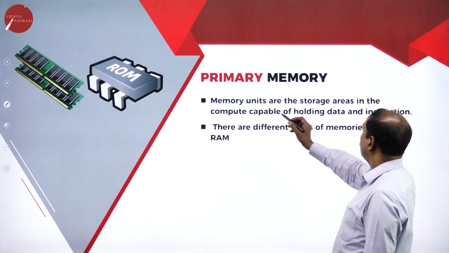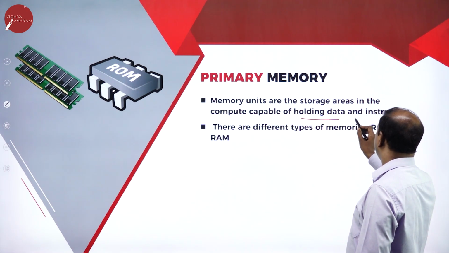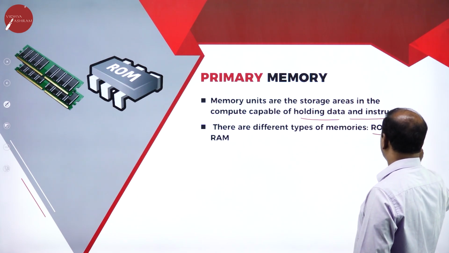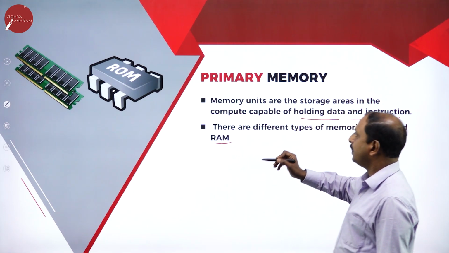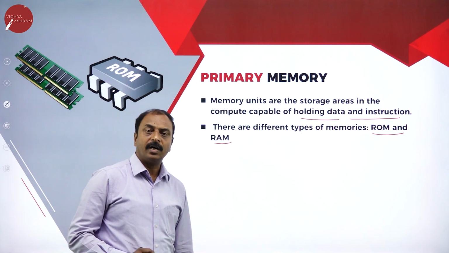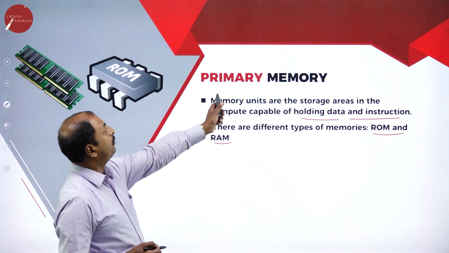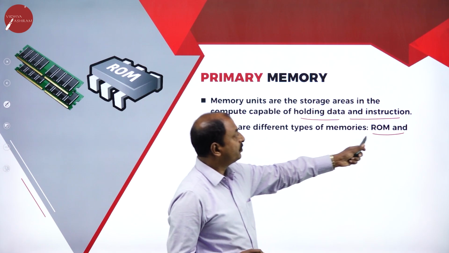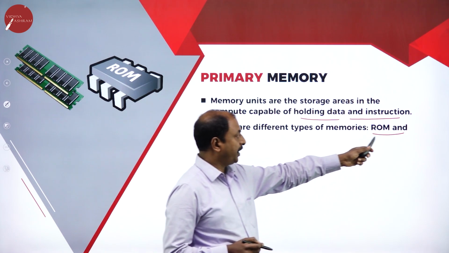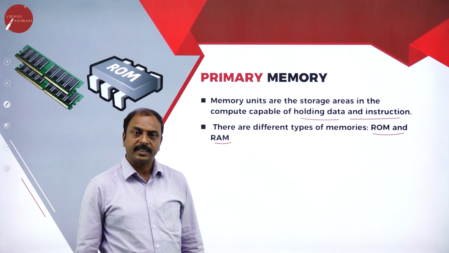Memory units are the storage areas in the computer capable of holding data and instructions. And there are different types of memories, ROM and RAM. Primary memory and secondary memory, both are used for storing different types of data and information. But primary memory has two types: one is ROM and the second is RAM. Here ROM stands for read-only memory and RAM stands for random access memory.